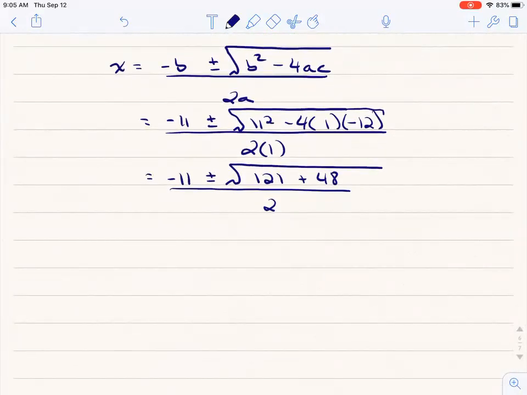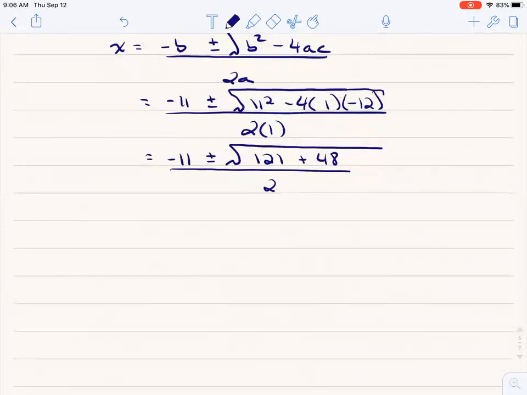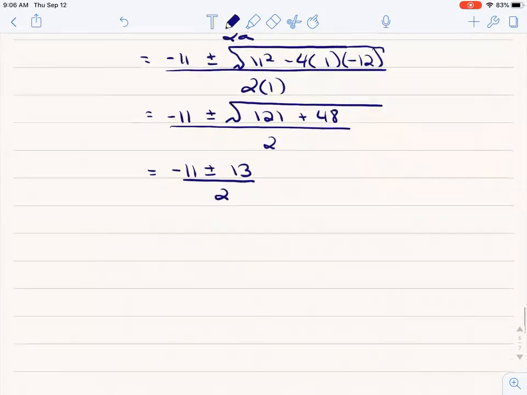Add 121 and 48, and then take the square root, we're going to get 13. So x is -11 plus minus 13 divided by 2. How are you going to do this? First you're going to add 13 to -11 and divide it by 2. That's one of your solutions. And then you're going to take -11 minus 13 divided by 2, and that's another one of your solutions.